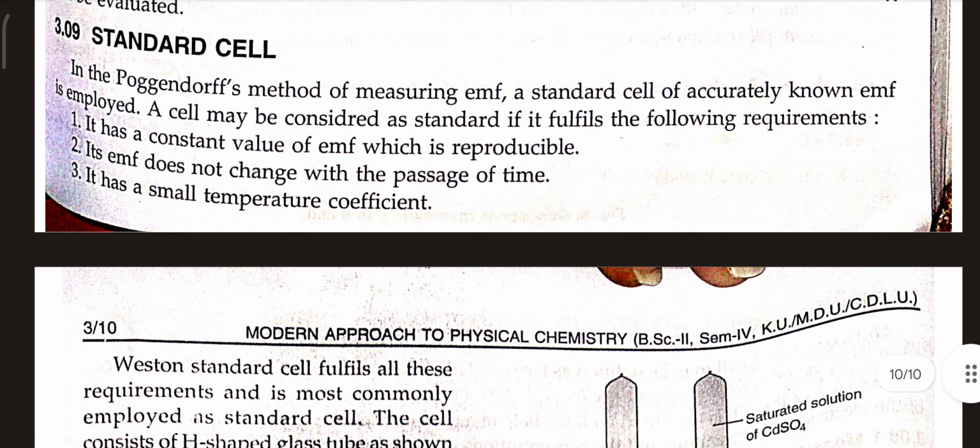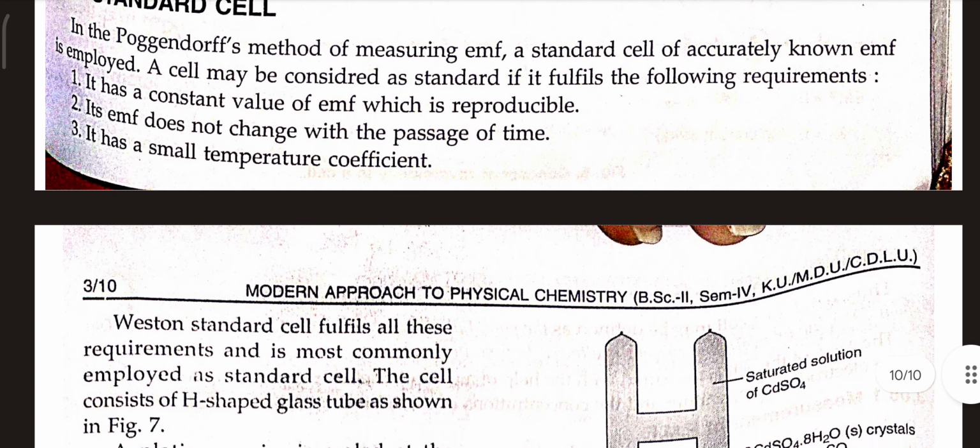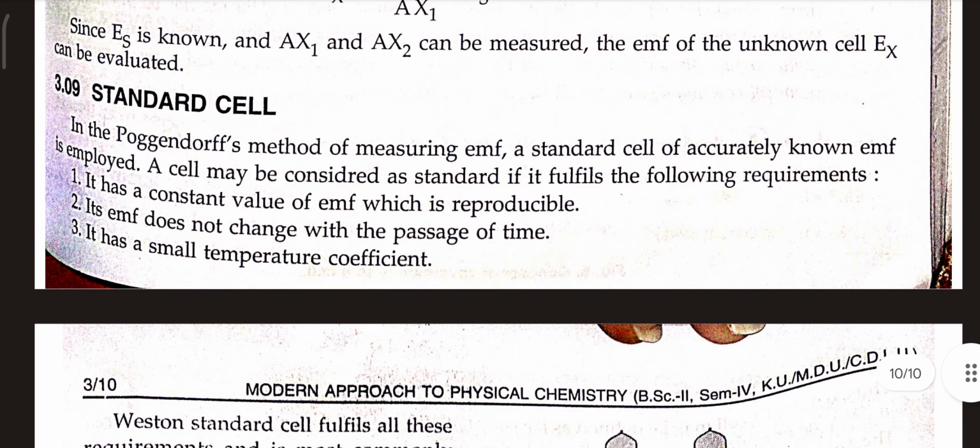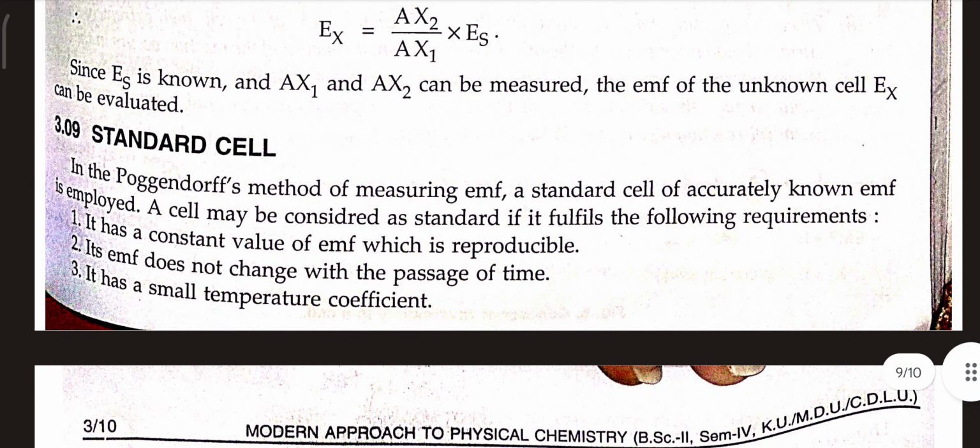Standard cell. In the Poggendorff method of measuring EMF, a standard cell of accurately known EMF is employed. A cell can be considered as standard if it fulfills the following requirements. It has a constant value of EMF which is reproducible. Its EMF does not change with the passage of time. It has a small temperature coefficient.